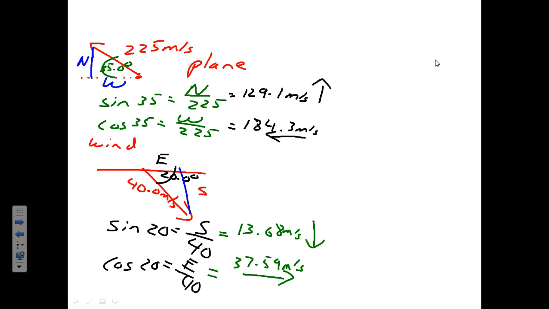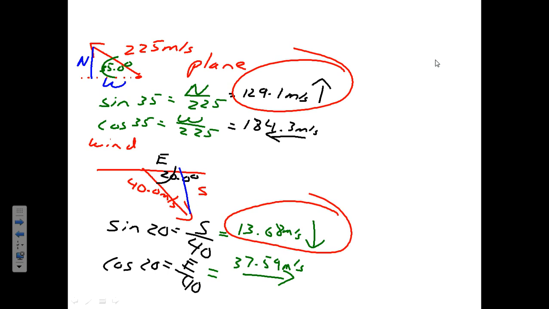Now we're going to take our vertical components and put them together. So we're going to take this and this. And since they're going in opposite directions, what do we need to do? Subtract. So 129.1 minus 13.68. So we end up with a vertical component here of 115.42. And that's going which way? North. The north wins the tug of war, right? He's bigger. So that's our vertical component.